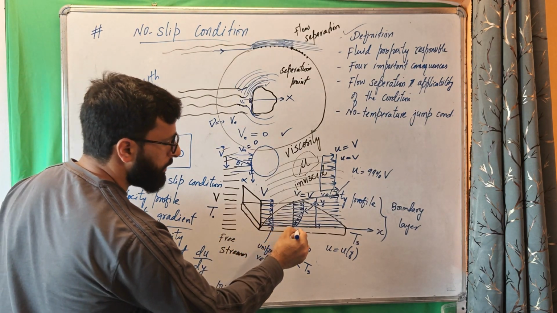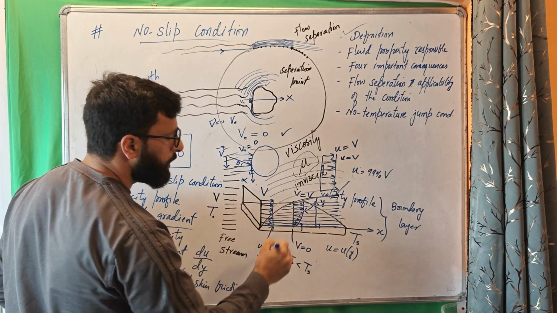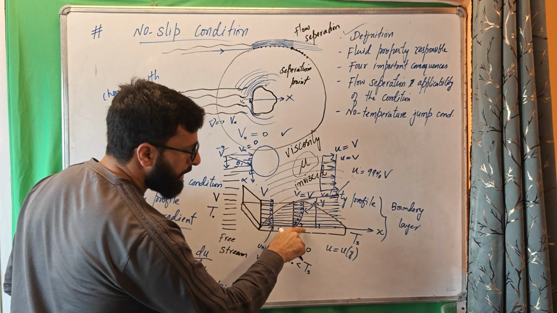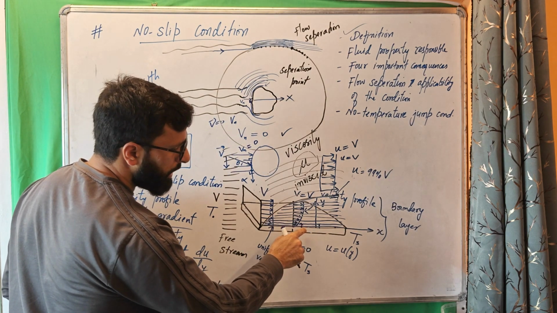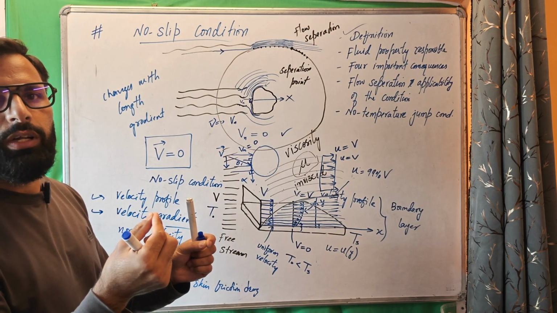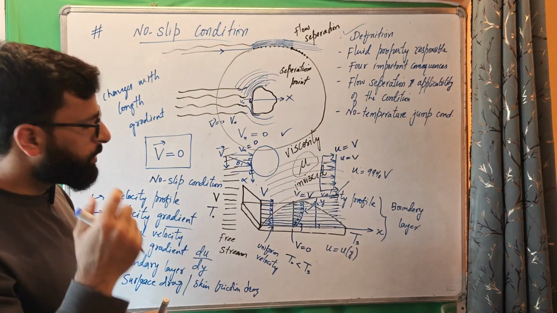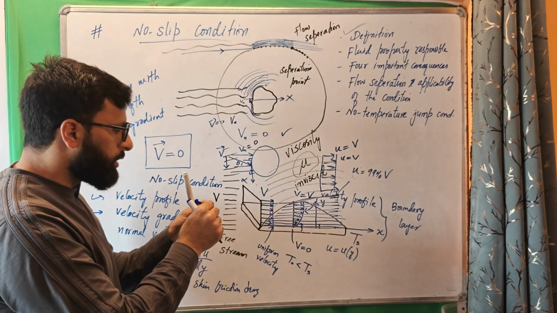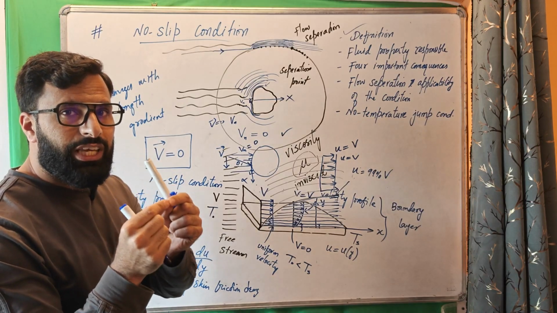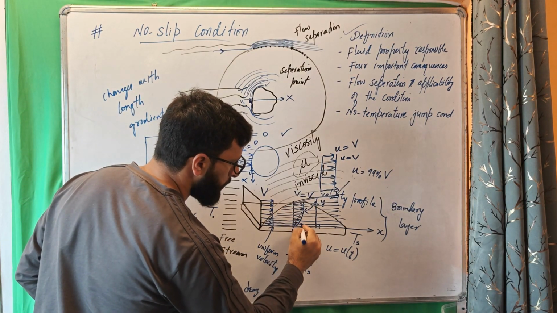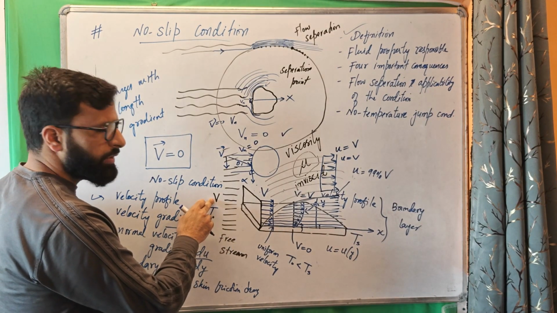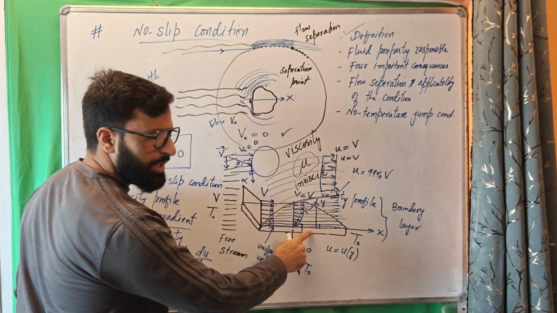Heat transfer will occur. Heat will transfer from the solid surface to this fluid until the two layers, that is, the lowermost layer of the fluid and the uppermost layer of the solid surface, achieve the same temperature because of the zeroth law of thermodynamics. They are in contact with each other, so they will assume the same temperature.